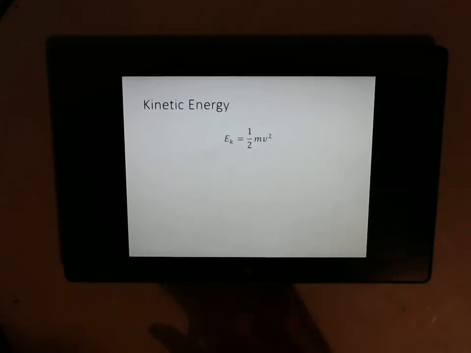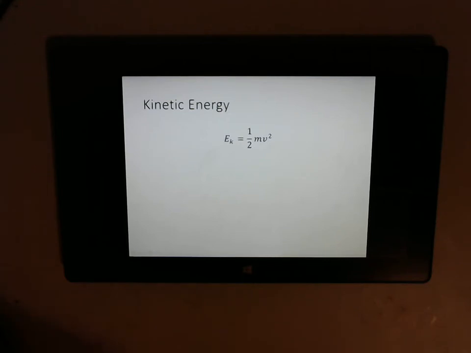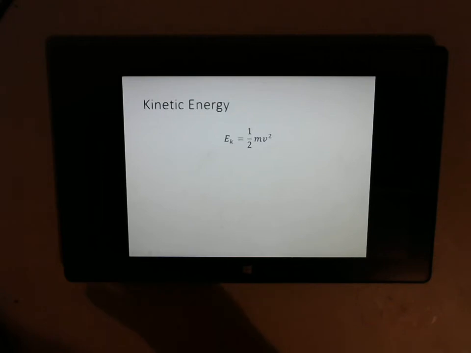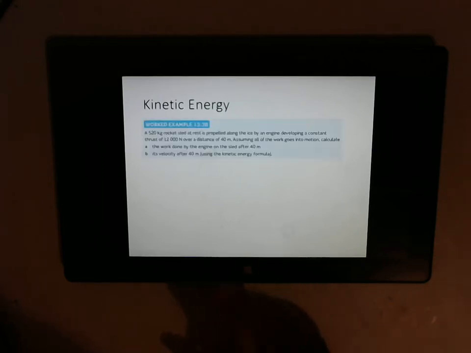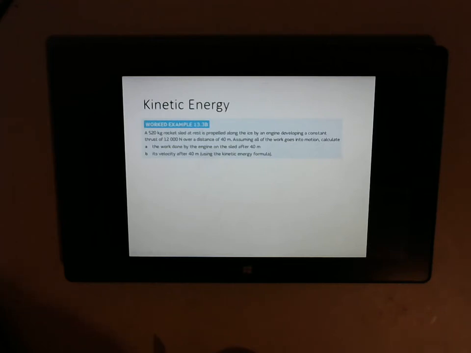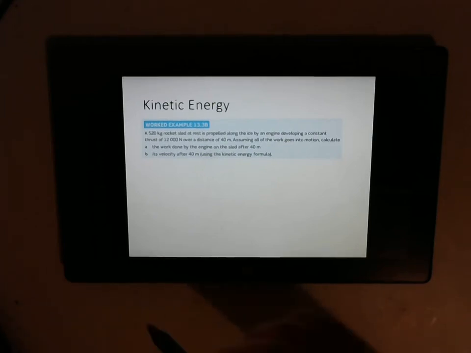The equation for kinetic energy is that EK equals half mv to the power of 2. The first worked example they've given there is pretty obvious, but I do want to do the second worked example together. So here's worked example 13.3b. It reads: a 520 kilogram rocket sled at rest is propelled along the ice by an engine developing a constant thrust of 12,000 newtons over a distance of 40 meters. Assuming all the work goes into motion, calculate the following things.